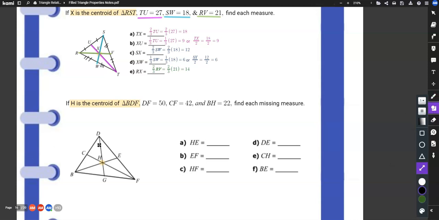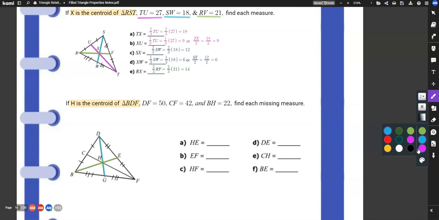So the first thing I'm going to do is mark segment DC congruent to segment BC, segment DE congruent to EF, and BG is going to be marked congruent to segment GF. And then, of course, just like in the previous problems, I am going to go ahead and highlight each of the medians that go through the centroid. So we have BE, we have DG, and we have FC. And let's see what information we're given.